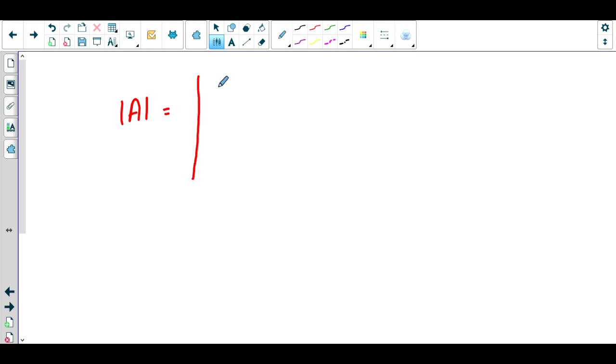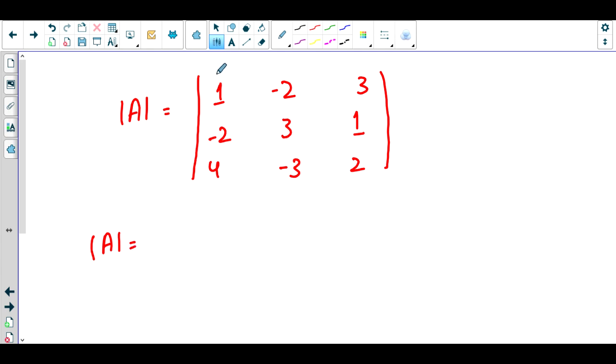Let's do it with minors: 1, minus 2, 3, minus 2, 3, 1, 4, minus 3 and 2. We want to find the mod of this. So take any row or column and multiply with its cofactor. This was the concept of determinant, right? So we have here A mod. Let's take this row now and multiply with its cofactor.